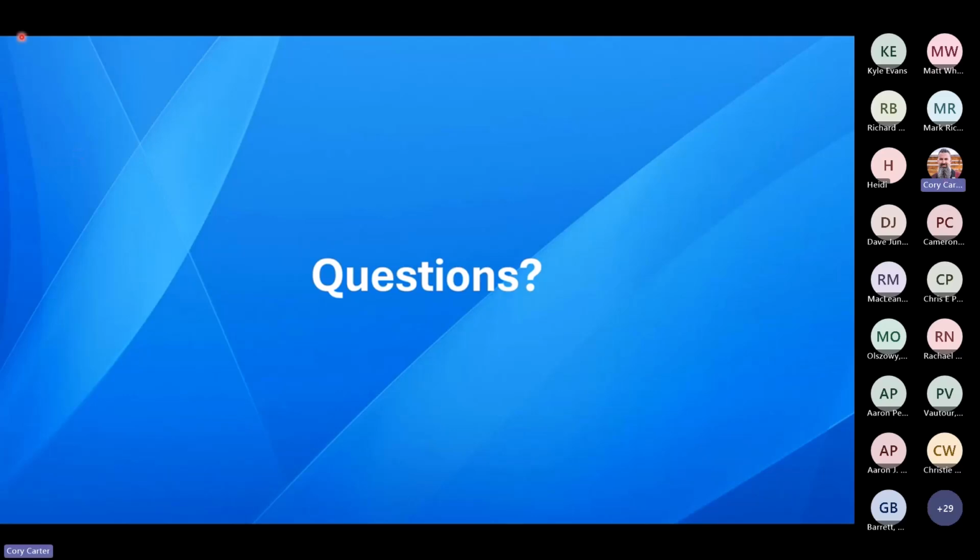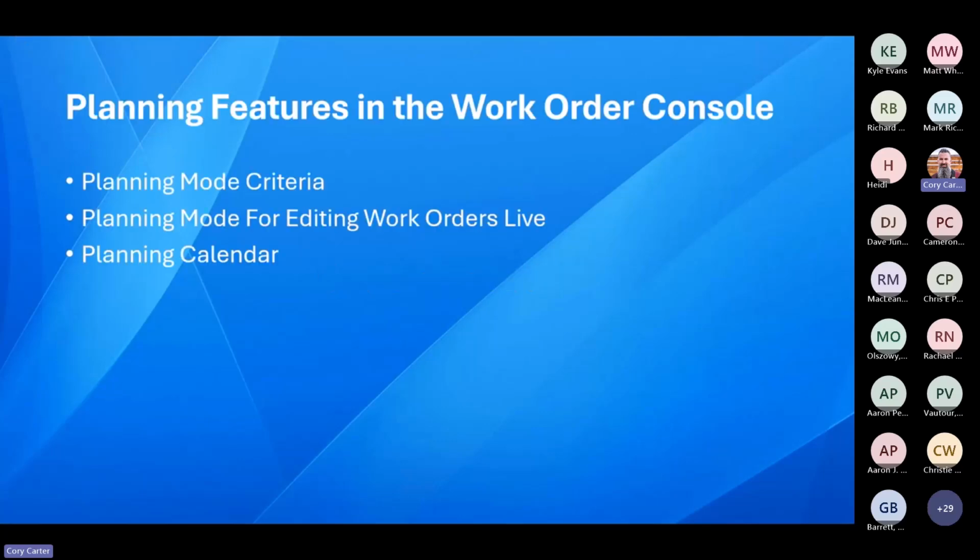so let's get into the next piece, and this next piece is probably where we're going to take up most of our time, but it's also something that I think everyone will find useful, and that's the planning features in the work order console. I'm going to talk about a few that have been in the system for a long time, but not a lot of people use them: the planning mode criteria and using planning mode for editing work orders directly on the work order console.